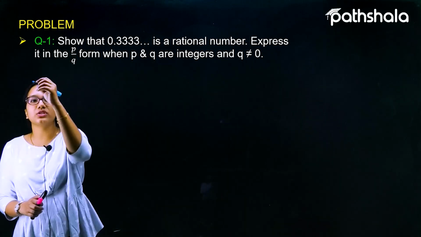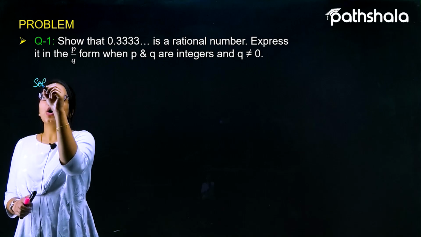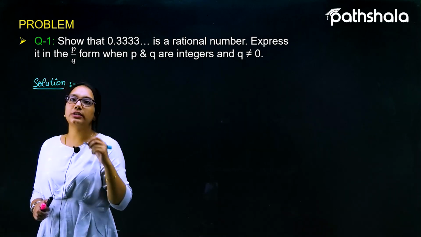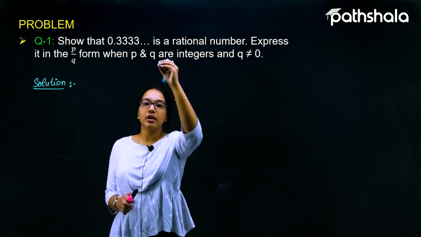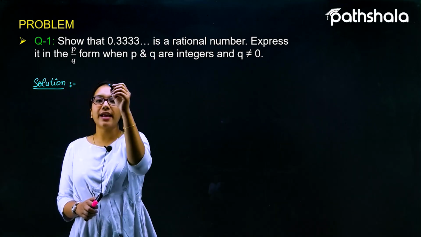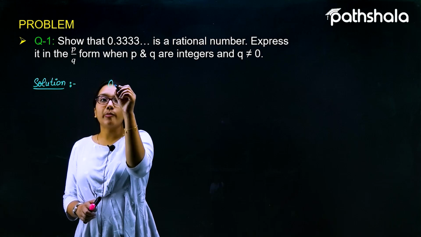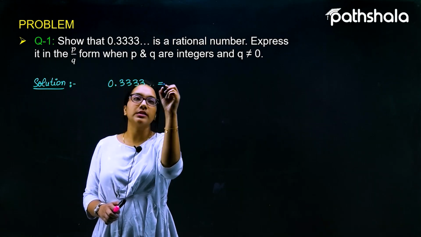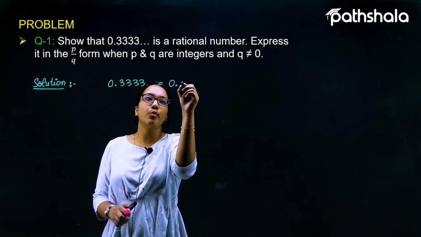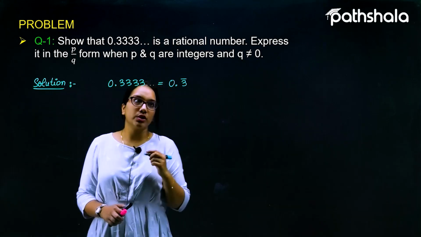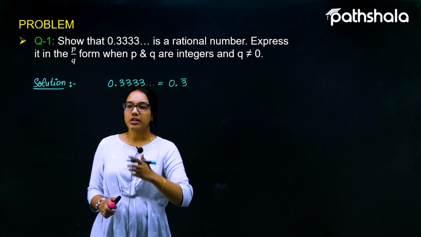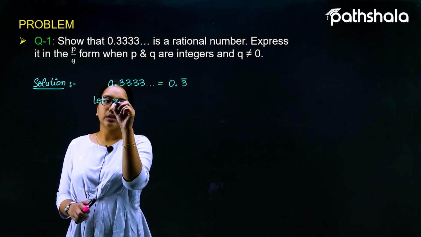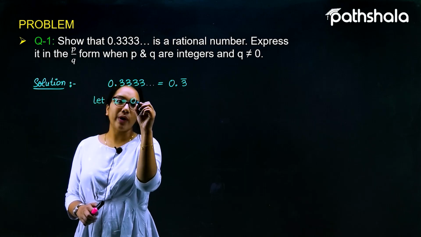So let's start the solution of this particular question. First of all, we know that for a number like 0.33333, we can represent it with a bar. So 0.3333 and so on can be represented as 0.3 bar. So let's start the solution: let us suppose the number x is 0.3 bar.